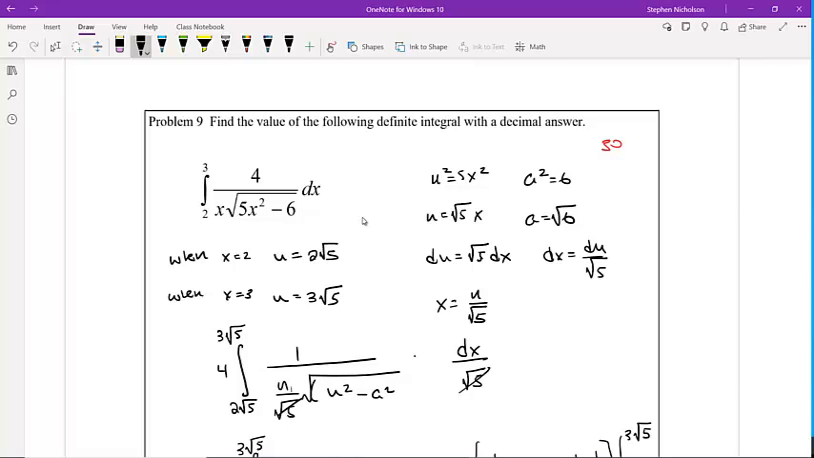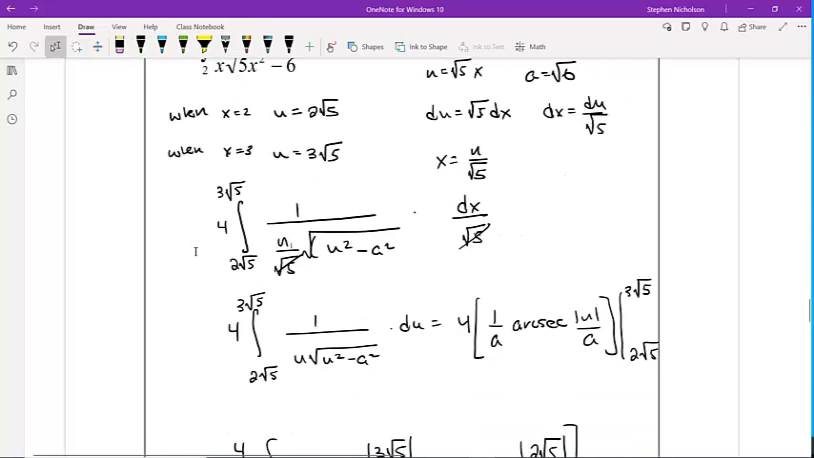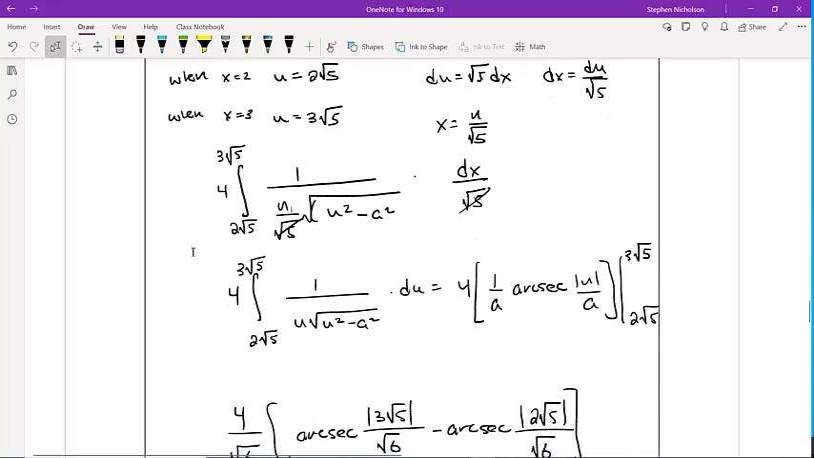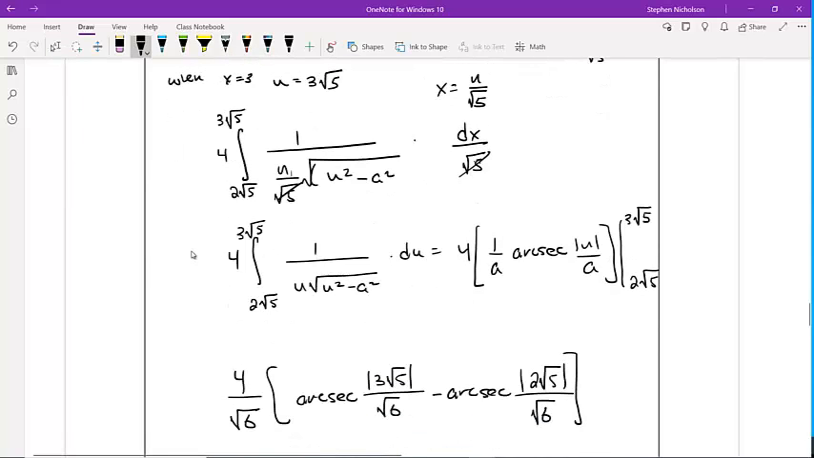5x squared is u squared. Negative 6, or 6 is a squared. And dx is du divided by the square root of 5. Well, these two cancel out. Some of you left both of them out, but you get points taken off because you didn't make the right substitutions, even though you might have gotten the right answer. So these square roots cancel out. So it becomes this, which is exactly what we're looking for if you look in the book.